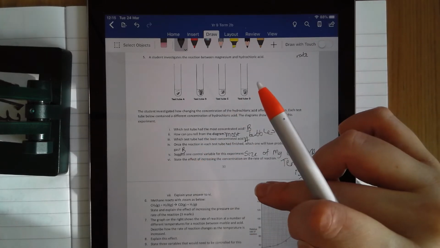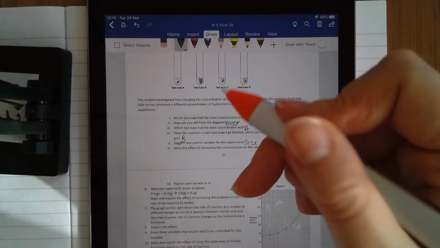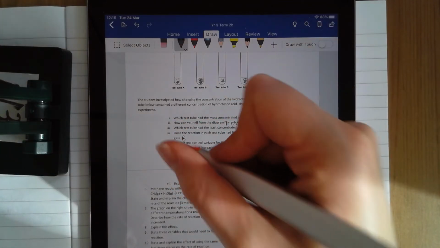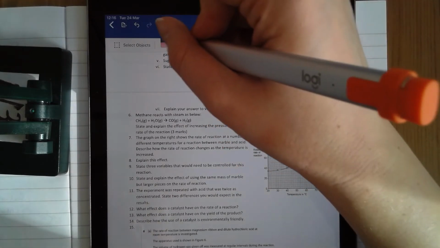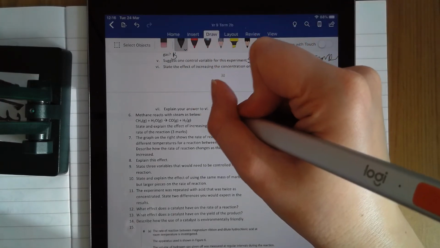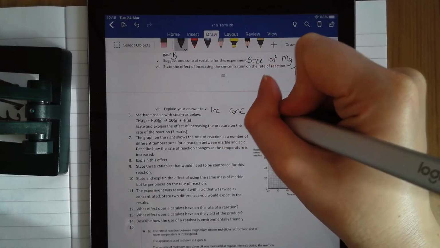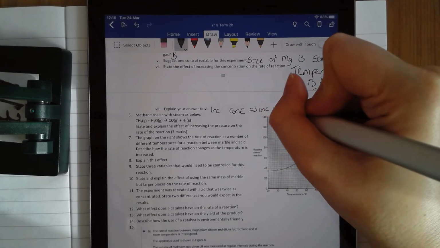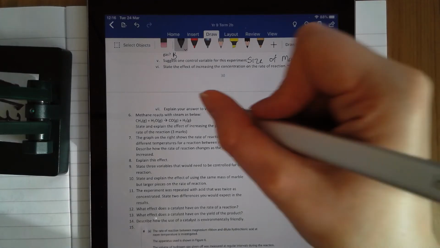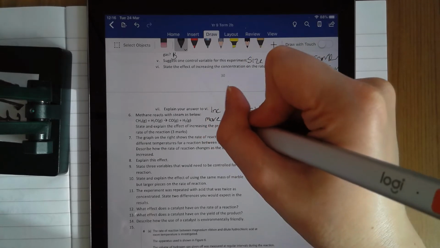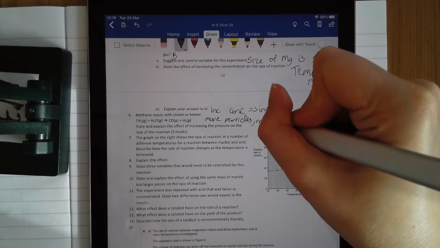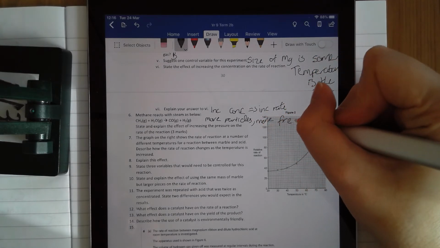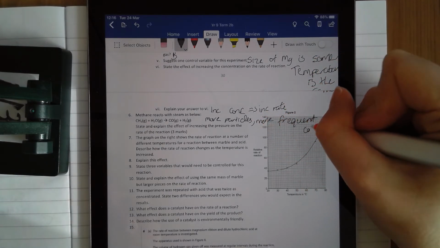States the effect of increasing the concentration on the rate. As you increase concentration, you increase the rate. And to explain that, you would say you have more particles, therefore you have more frequent collisions.